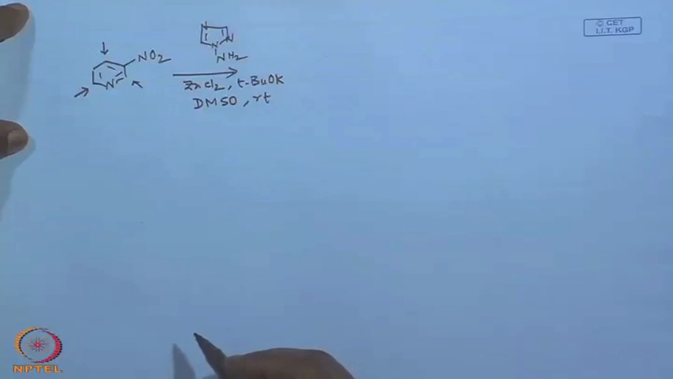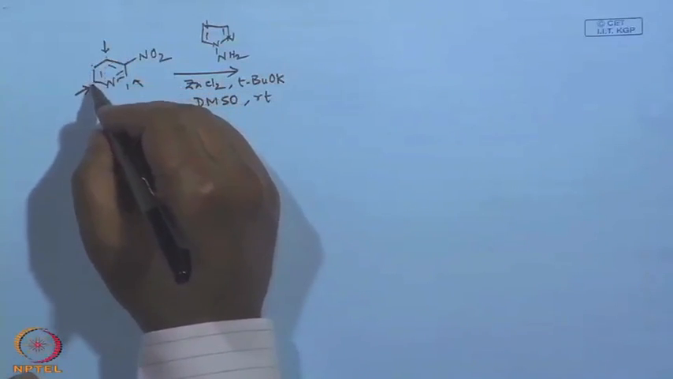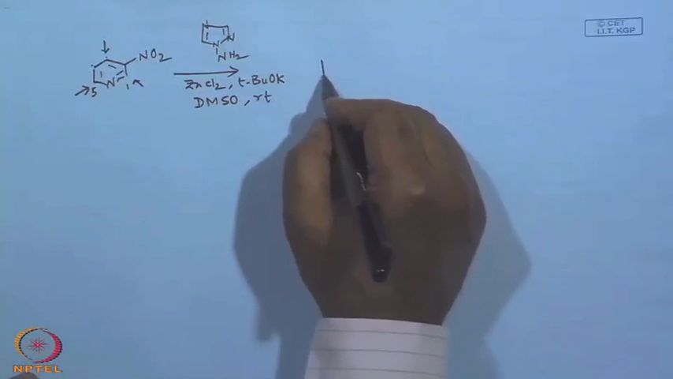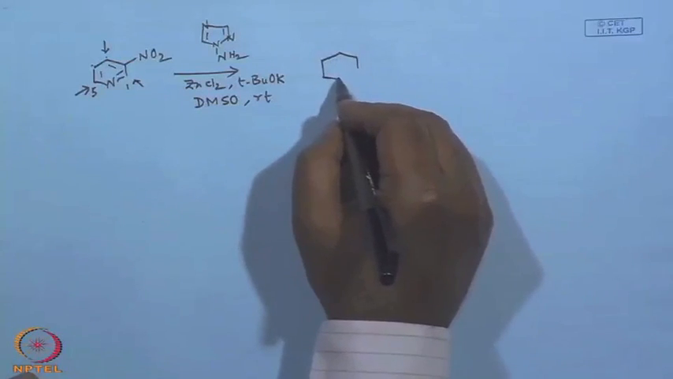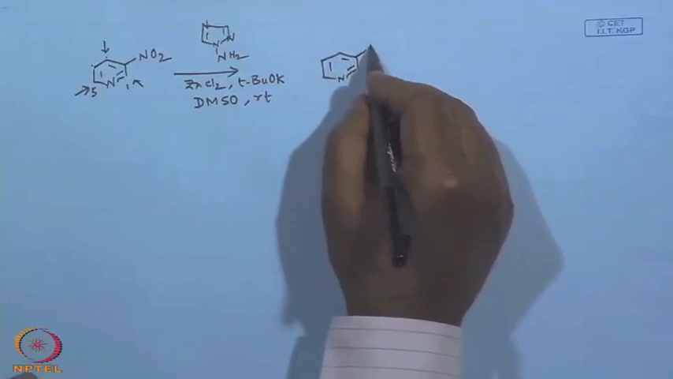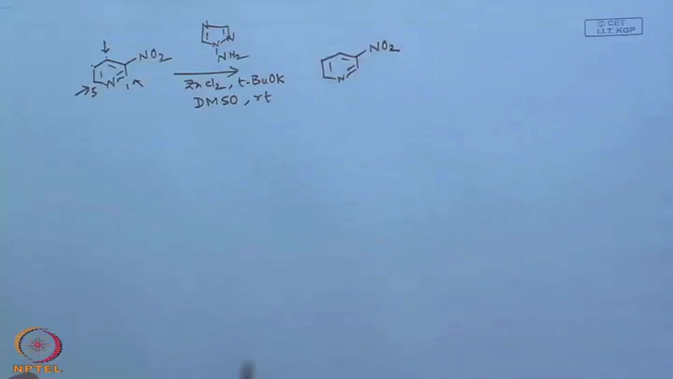equally probable, but in this example, the reaction has taken place at the 5 position. That means, 1, 2, 3, 4, and this is the 5 position. The reaction has taken place at the 5 position. So, what is the product? By now, you should be able to tell me the name of the product.